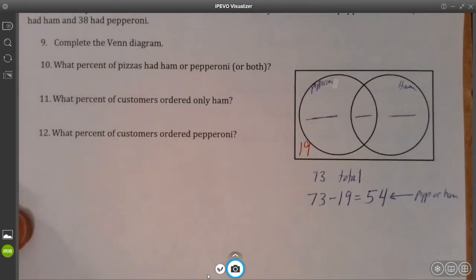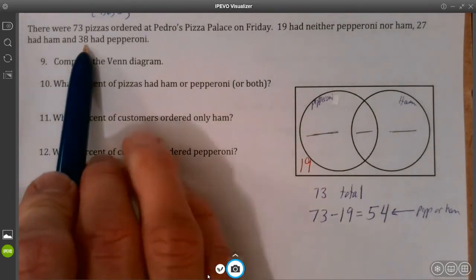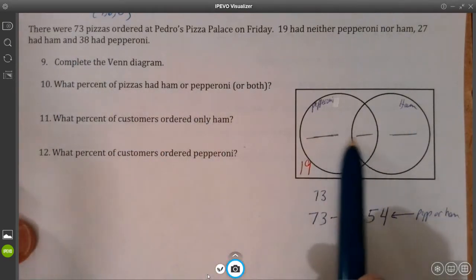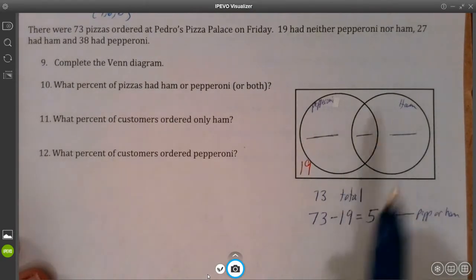So here goes. Let's keep moving with this idea. I'm going to pick a number. I'm going to pick 38. 38 people had pepperoni. Okay. If 38 people had pepperoni, then this total right here is 38. All right, so I'm going to walk you through this thought process. I think we're good so far.